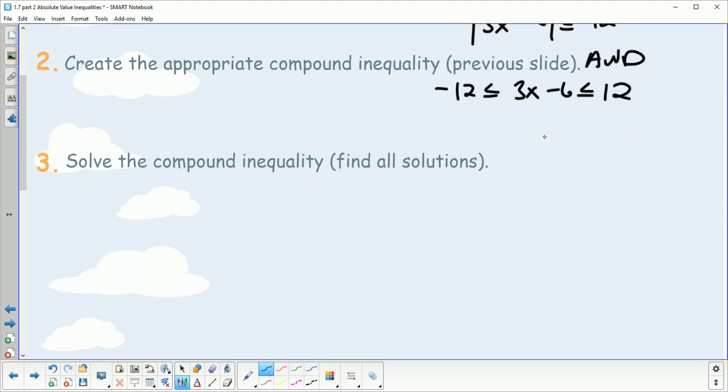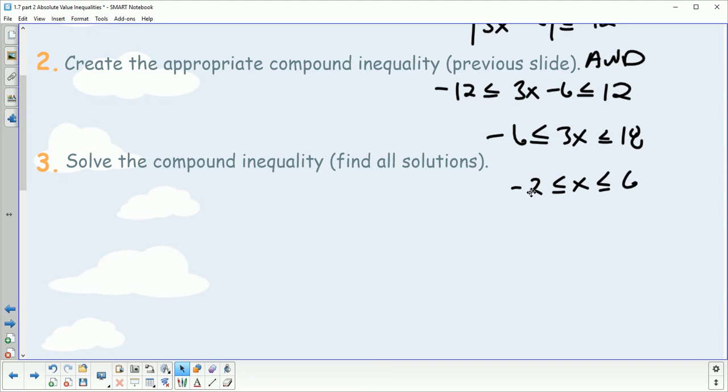I'm going to start by adding 6 to all sides, which is going to give us negative 6 is less than or equal to 3x is less than or equal to 18. Divide all three sides by 3, which gives us negative 2 is less than or equal to x is less than or equal to 6. And remember, this symbol doesn't switch just because we divide by 3, since the number we divide by has to be negative. So that would be our and inequality, our solution for the compound inequality.